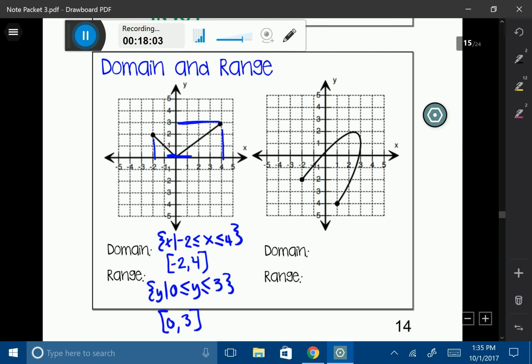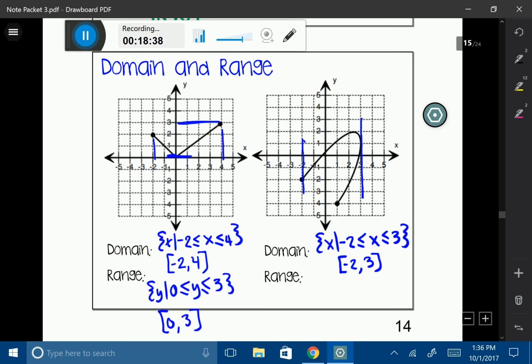Okay, and the last one, feel free to pause the video as well and try these on your own and then check your answers with me. All right, your lowest x value. So my lowest x value is going to be at -2. My highest x value is going to be at 3. You can see that the function exists everywhere in between those 2 lines. So I'm going to say x such that -2 is less than or equal to x, which is less than or equal to 3. And my interval notation will be -2 inclusive up to 3 inclusive.